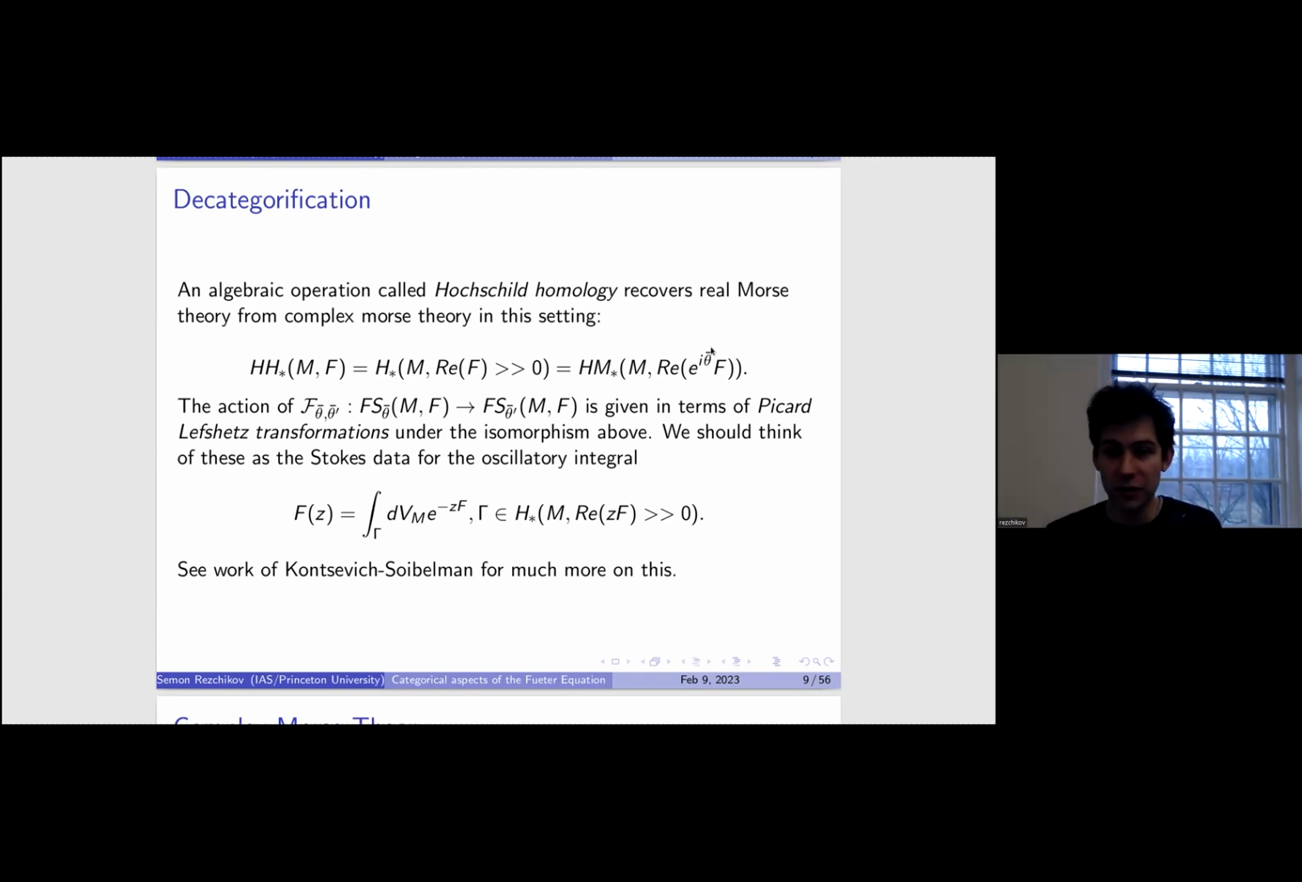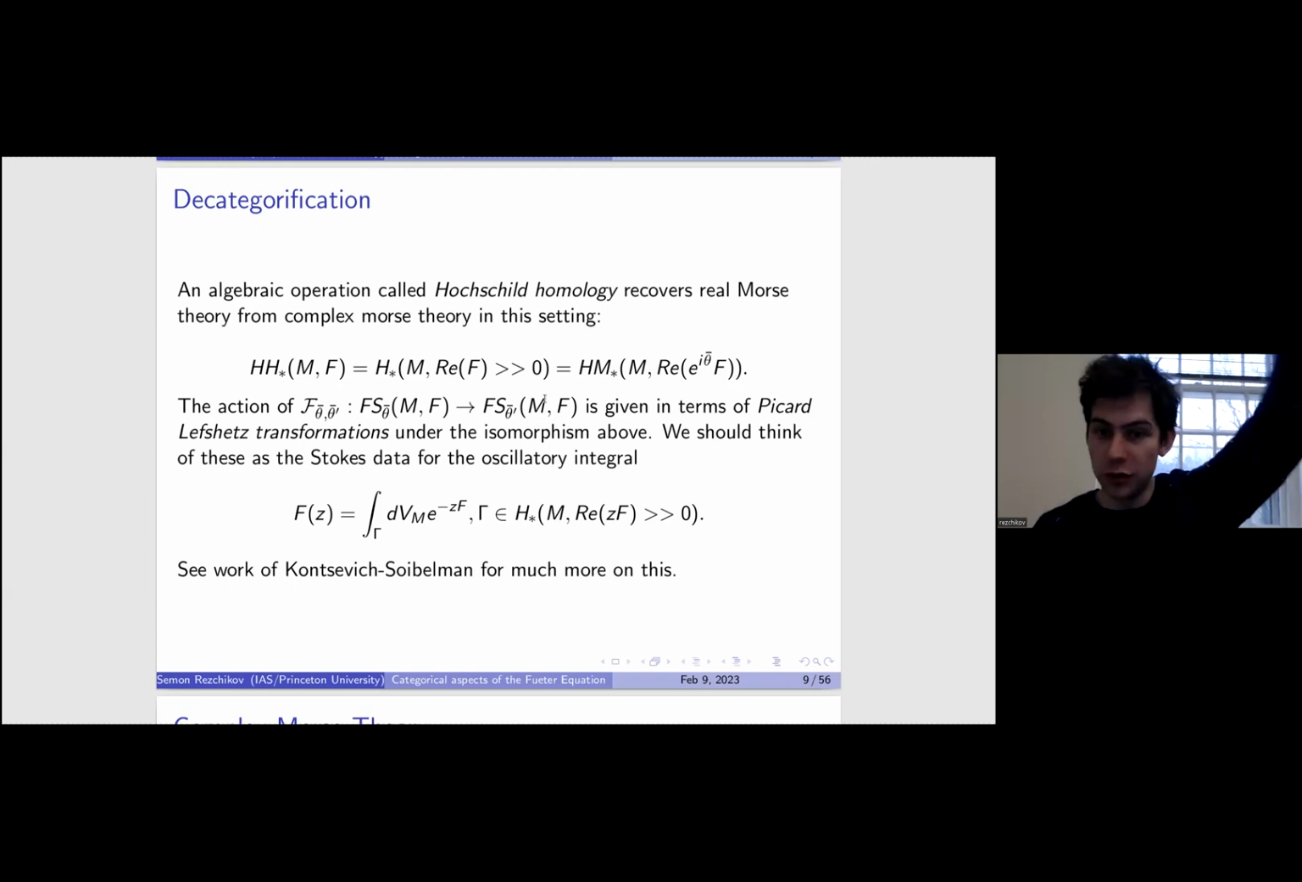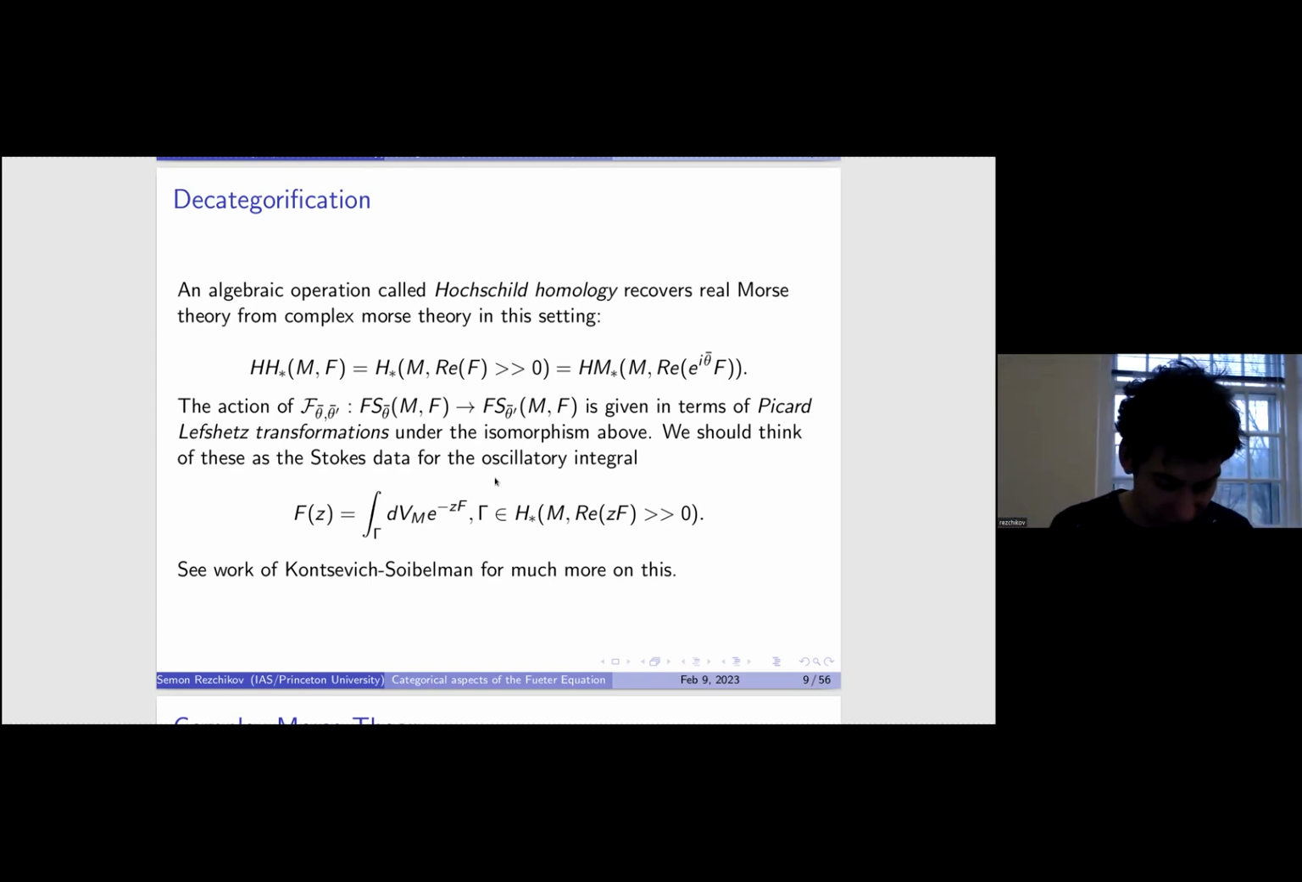That's this map. This can be understood in a couple of different ways, in terms of open-closed maps and so forth. And then there are these non-trivial isomorphisms on these categories. If you change the background angle, that gives you isomorphisms of these homology groups, and the maps on those are just these Picard-Lefschetz transformations. So if you have these symbols, then they change as you move around. And you should think of these Picard-Lefschetz transformations as the Stokes data for this oscillatory integral. And again, Seimon and Soglin have written a lot about this kind of idea, although obviously the basic idea has a lot of history, going back to Lagrange and Stokes, I guess.